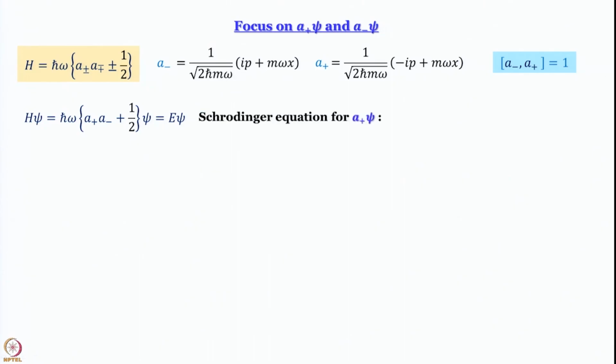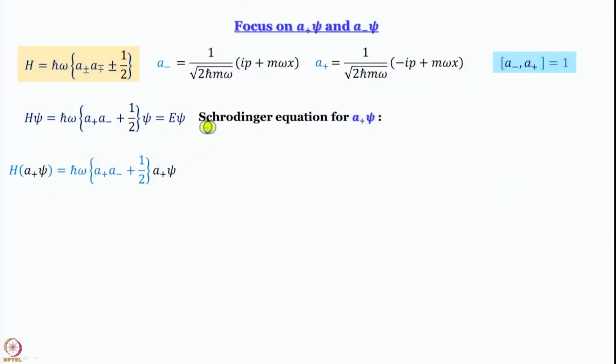Now what we want to do is we want to write a similar Schrodinger equation not for psi but for a plus psi. See, a plus is an operator, right. So, when this operator operates on psi, a function, it will give us some other function, okay. Whether it is an eigenfunction, whether it is not an eigenfunction, we will see that. It will give a function, right. So, we want to write Schrodinger equation for this function a plus psi, and it will unfold in front of our eyes whether a plus psi is also an eigenfunction of Hamiltonian or not. Let us proceed.